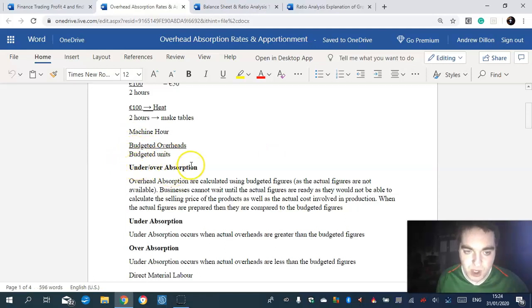Under or over absorption. Over absorption is calculated using budgeted figures, as the actual figures are not available. Businesses cannot wait until the actual figures are ready, as they will not be able to calculate the selling price of the products as well as the actual cost involved in production. When the actual figures are prepared, they are compared to the budgeted figures. Under absorption occurs when actual overheads are greater than the budgeted figures.